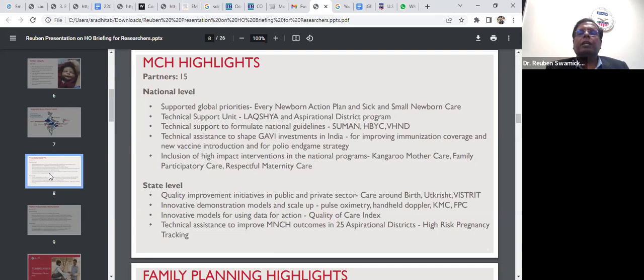Innovative models for using data for action. And I think that's the big area where everyone's looking for support, and how we can provide that support to the government. And then technical assistance to improve MNCH outcomes in the 25 aspirational districts. So, high risk pregnancy tracking, and various other things that we have there as part of that.